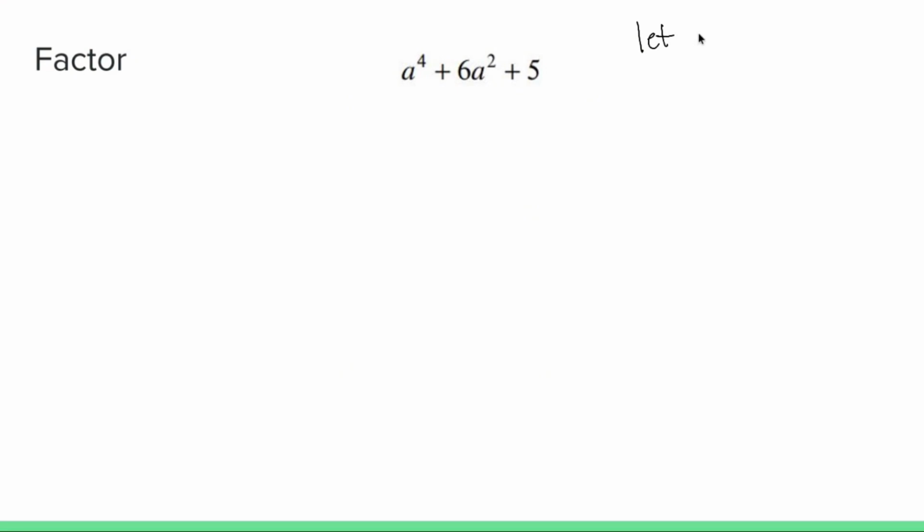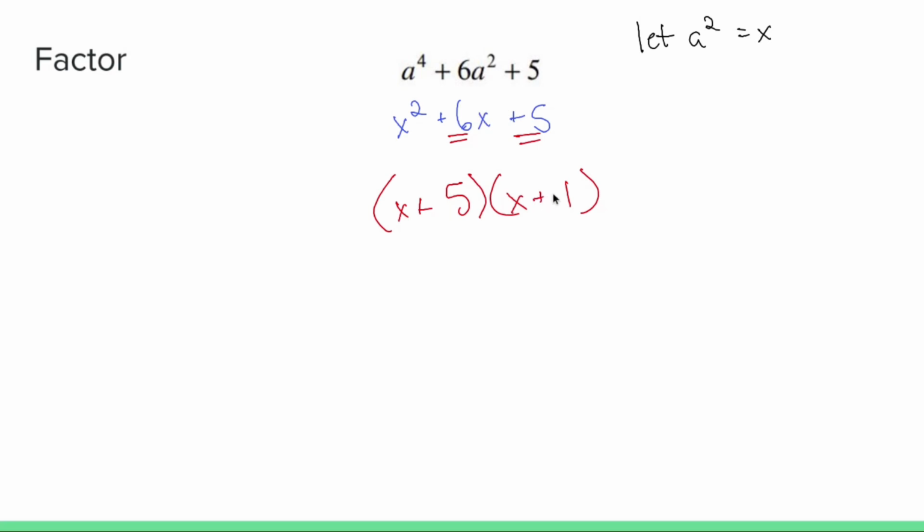I'm going to make believe that a squared is just regular x, just for a minute. I'm going to make believe that a squared is x, which means the 6a squared in the middle is going to be 6x. So a to the fourth becomes x squared. Okay, that makes sense. So I'll call you x squared plus 6x plus 5. You should look at that and say, oh, well, now that's a quadratic. And two numbers that add up to 6 and multiply out to 5 are going to be 5 and 1. So you have x plus 5, x plus 1.